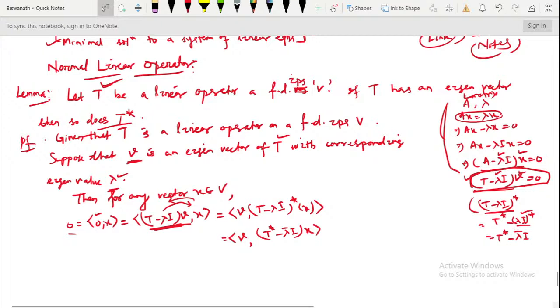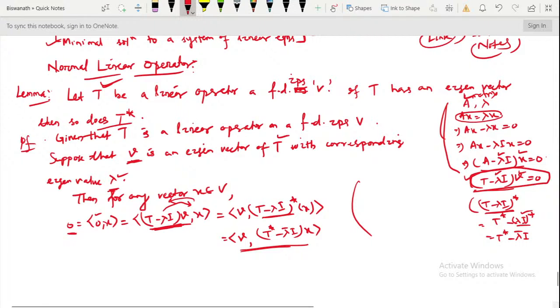Okay, so (T minus lambda I) star can be written as T star minus lambda bar I, then x. So what will be this thing now? So 0 is equal to the inner product of this thing. And also we know this thing.